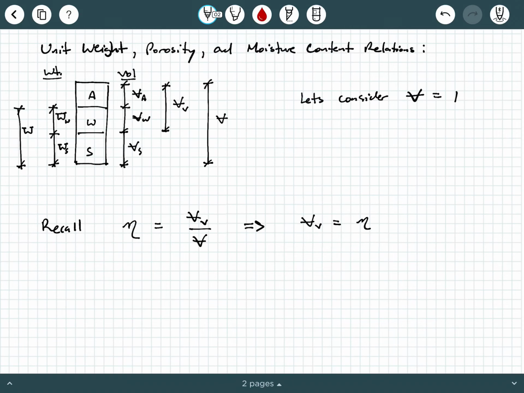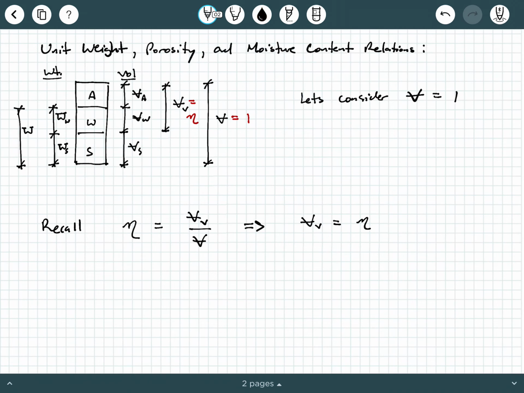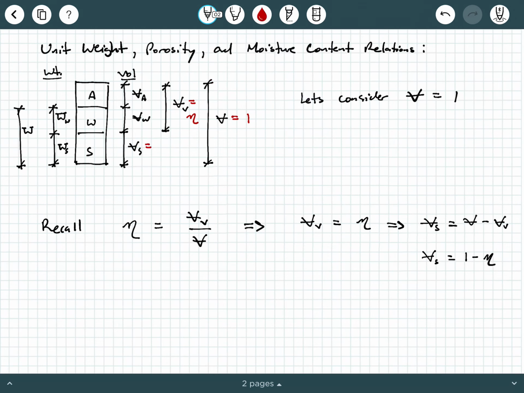So in my phase diagram, I can start populating that. I can say total volume equals 1, all right? And my volume of voids just equals the porosity. What about the volume of solids? Well, clearly then, the volume of solids is equal to what? Well, it's total volume minus the volume of voids. So the volume of solids is equal to 1 minus porosity. So I can put that in my phase diagram right now as well. 1 minus porosity, which is eta, okay?